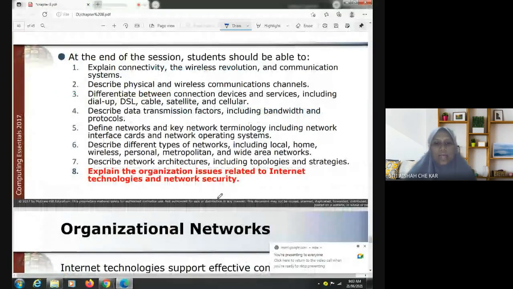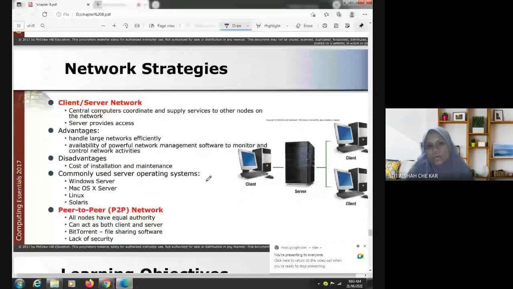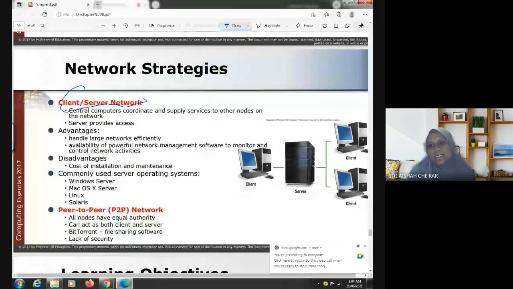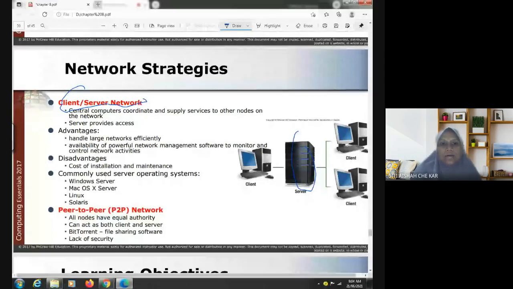Okay, now we go to the network strategies. Most commonly used, and we still use it now, is the client and server network. We must have a server to serve other clients, because we depend on the server to provide access. Most companies still use this strategy.